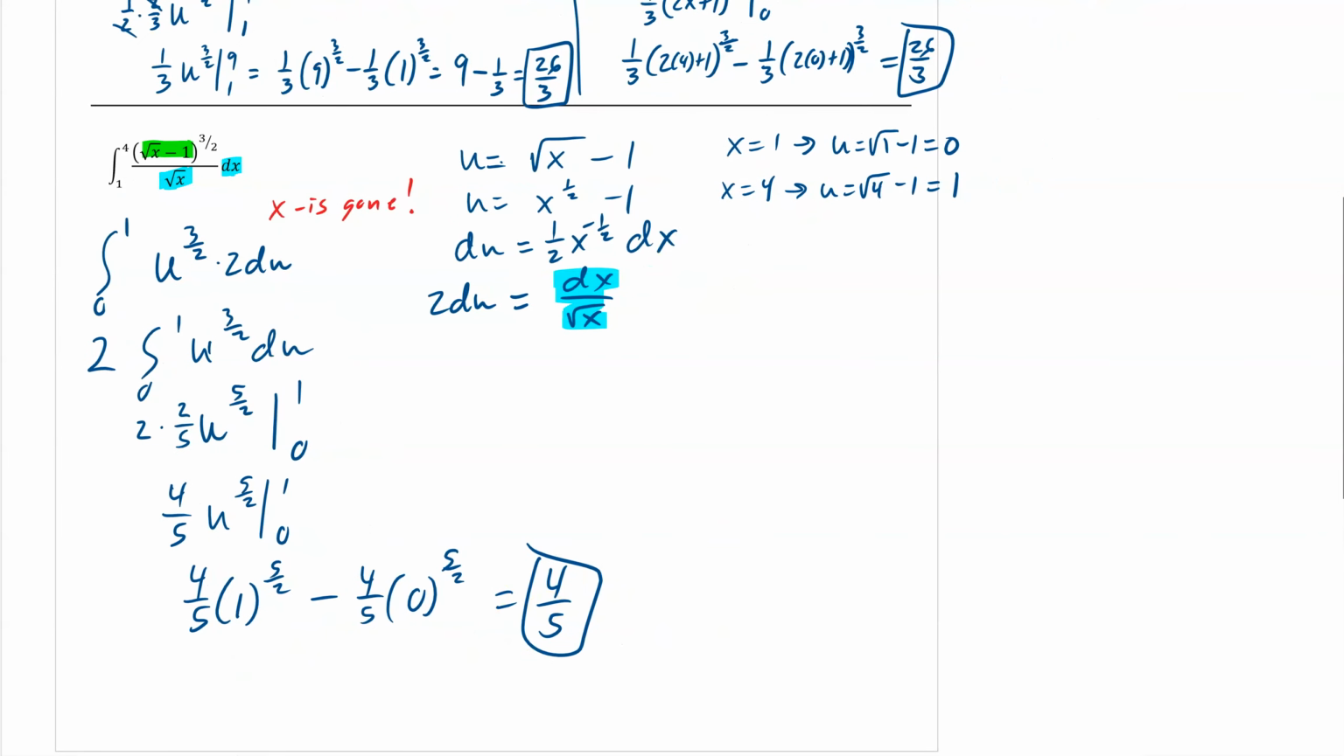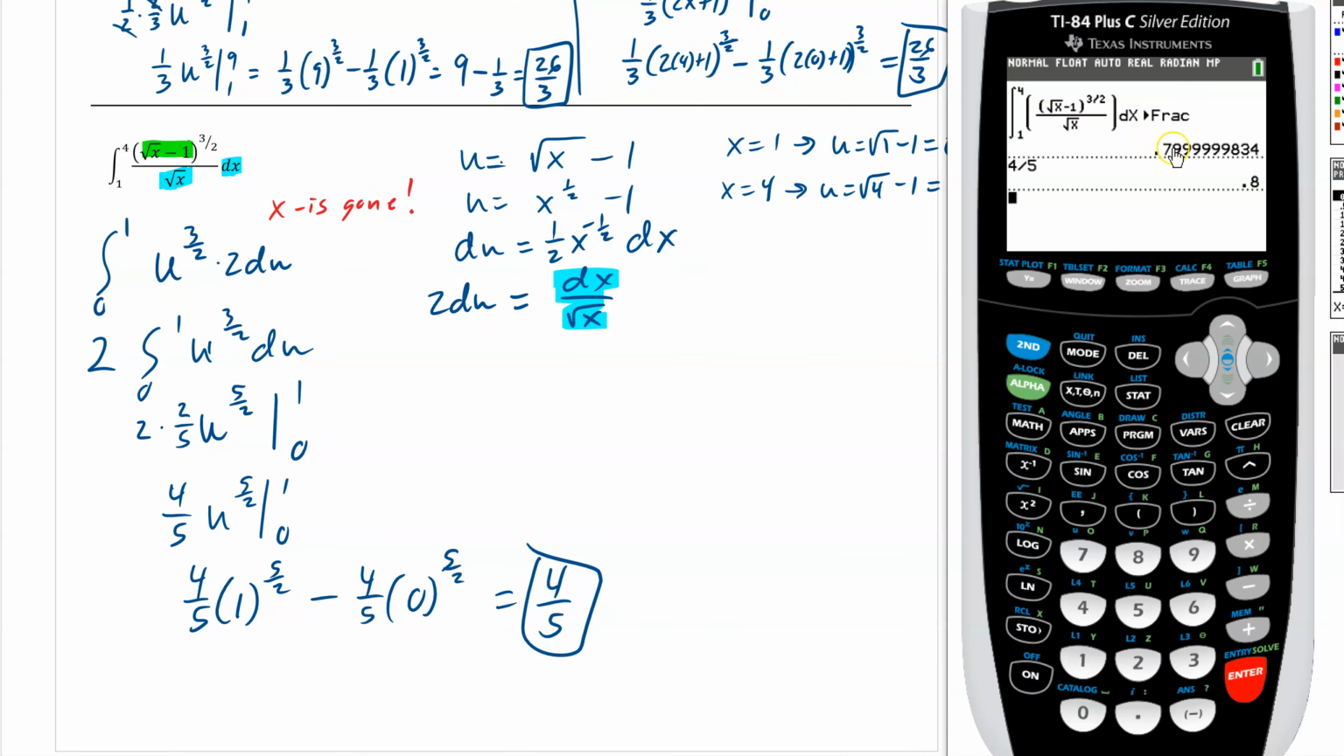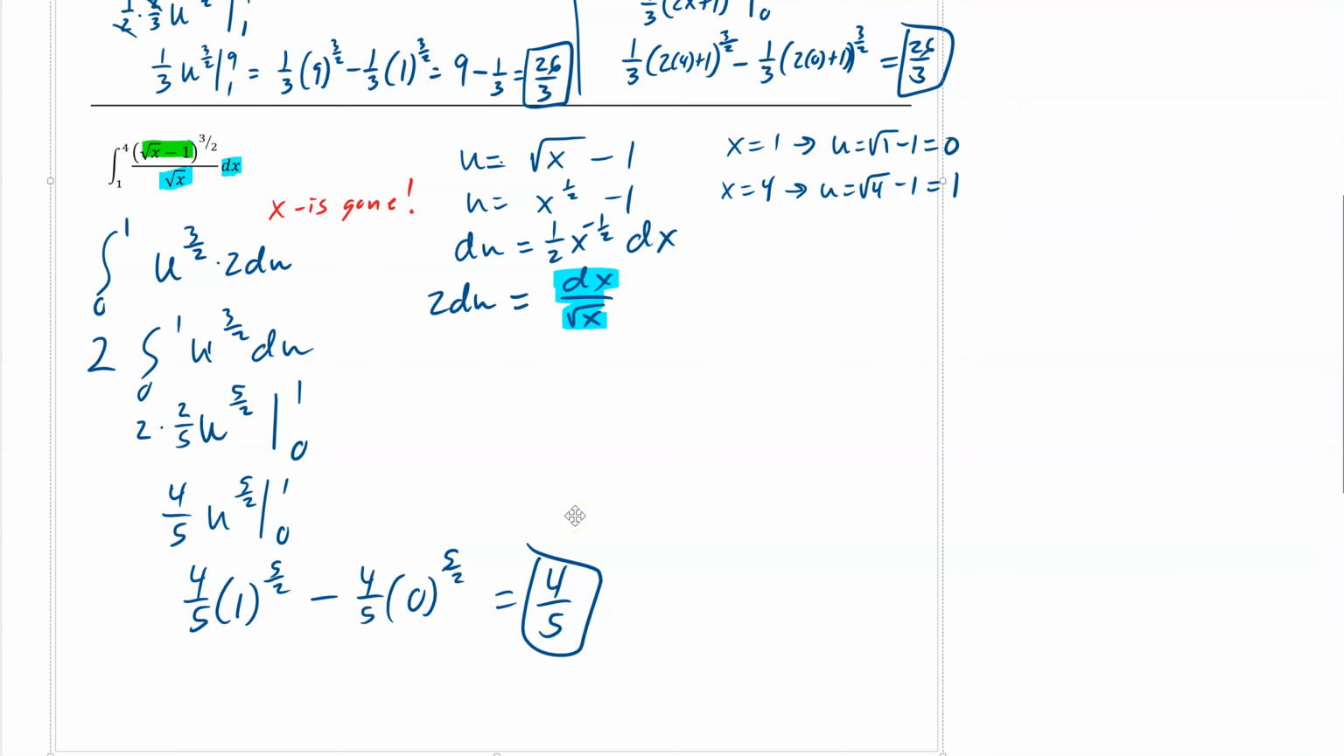Now we check it with the calculator. You can see our calculator didn't like this one, but it's still the same answer. It's 0.8 and 0.8. So there you have it.